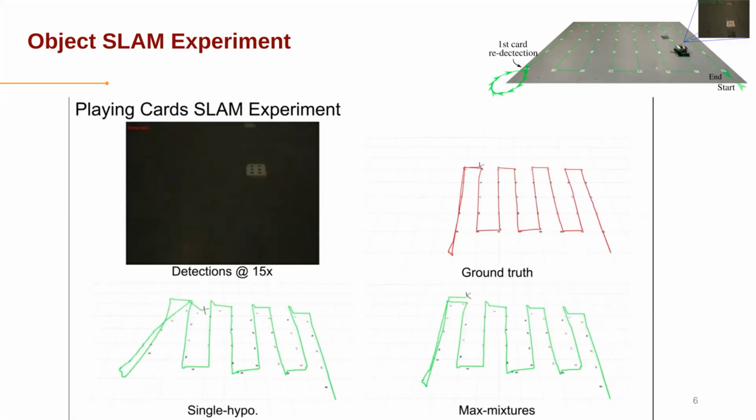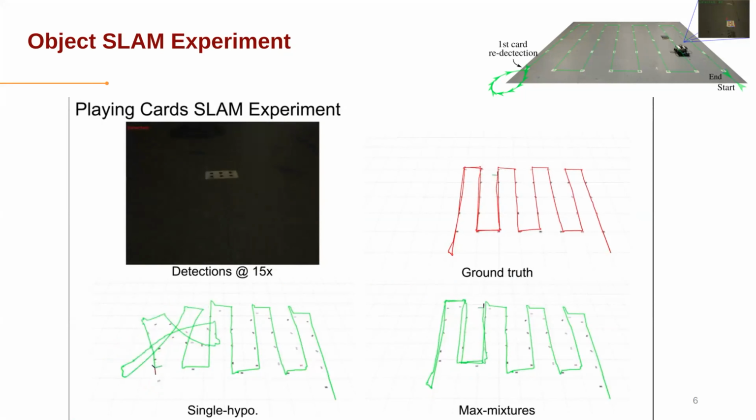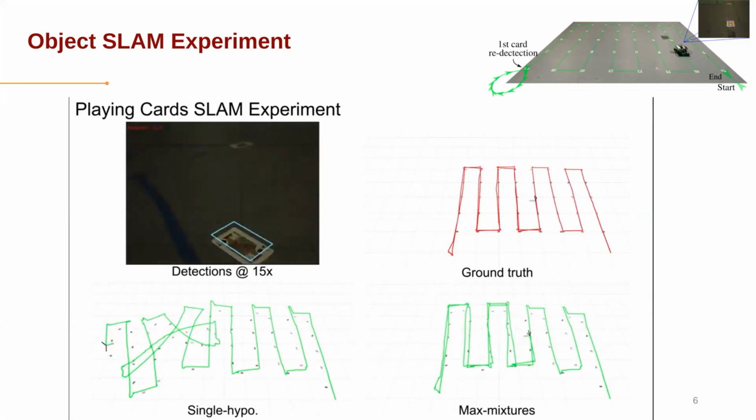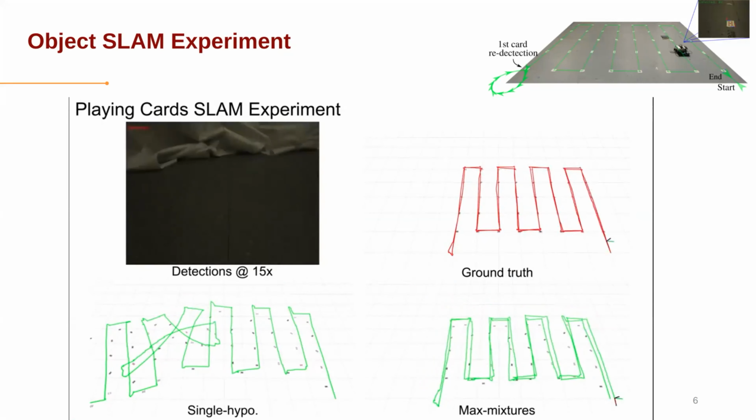And we can see our method is able to jointly handle the unknown data association and object pose ambiguity. It can continuously minimize these errors in the SLAM estimation, but the single hypothesis method failed catastrophically after the first card reobservation because it's not aware of the pose ambiguity.